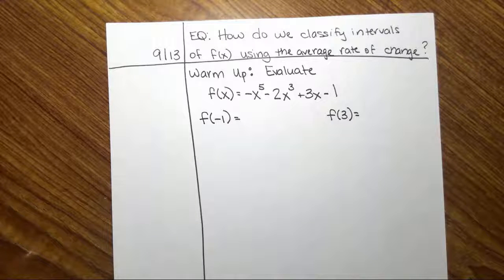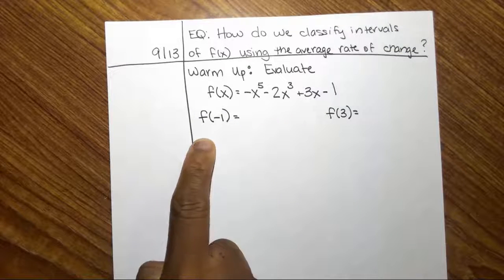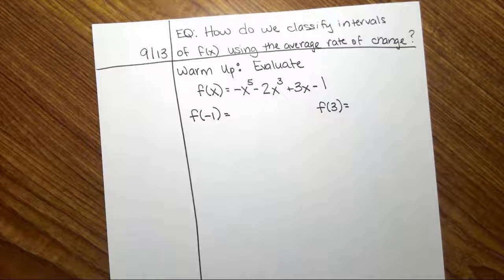I want to evaluate this function. F of x is equal to negative x to the fifth minus 2x cubed plus 3x minus 1. I want to evaluate these two numbers, negative 1 and 3. How do I evaluate again? What do I do? Plug in negative 1, right? We plug in negative 1 by hand.